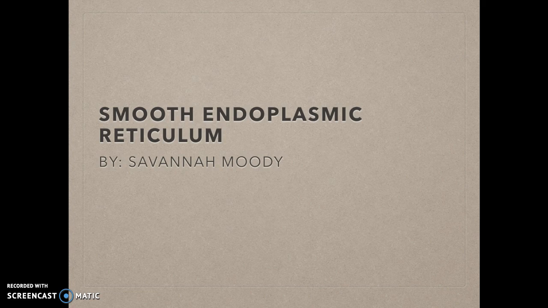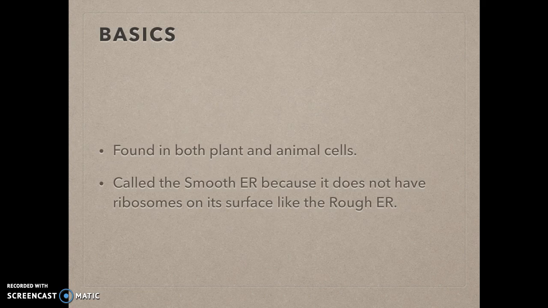My assignment is the smooth endoplasmic reticulum. Today I'm going to talk about the basics. It is found in both plant and animal cells. It's called a smooth ER because it doesn't have the ribosomes on its surface like the rough ER does.